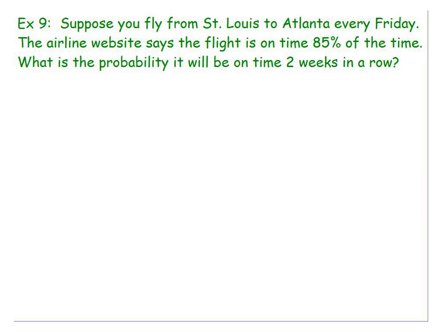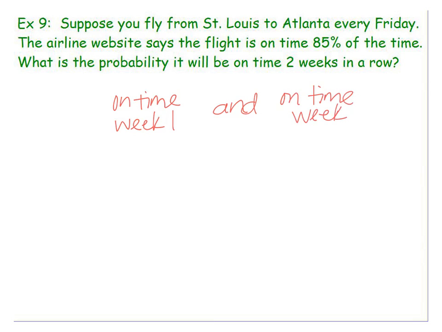So suppose you fly from St. Louis to Atlanta every Friday. The airline website says the flight is on time 85% of the time. What is the probability it will be on time 2 weeks in a row? So I'm going to rewrite this using a word that we're more familiar with. If it means that you are on time 2 weeks in a row, it means that you were on time week 1, and it means you were on time week 2.